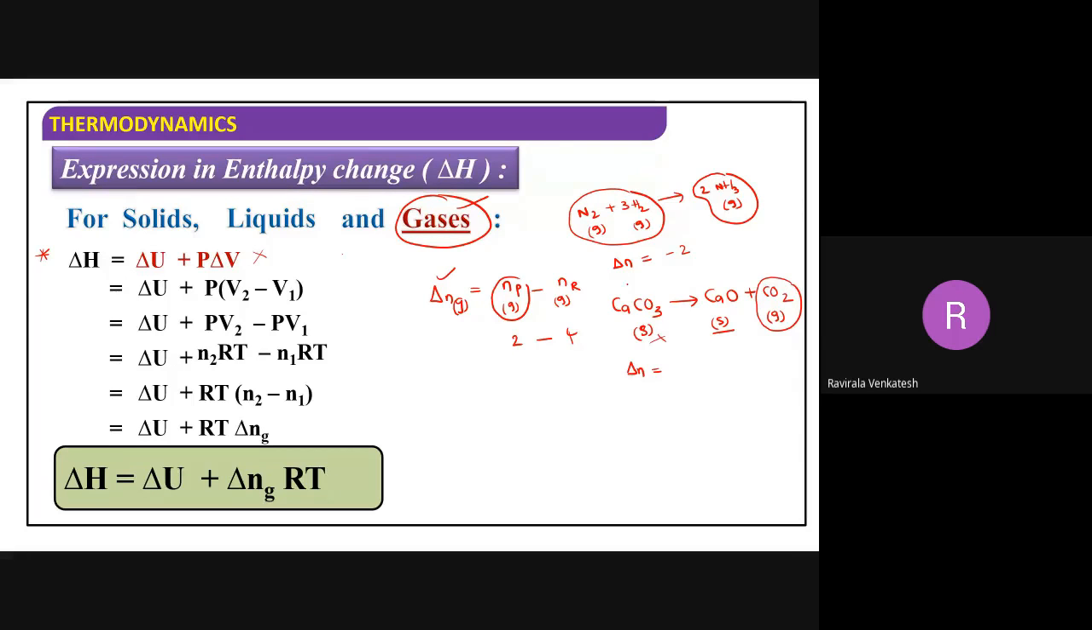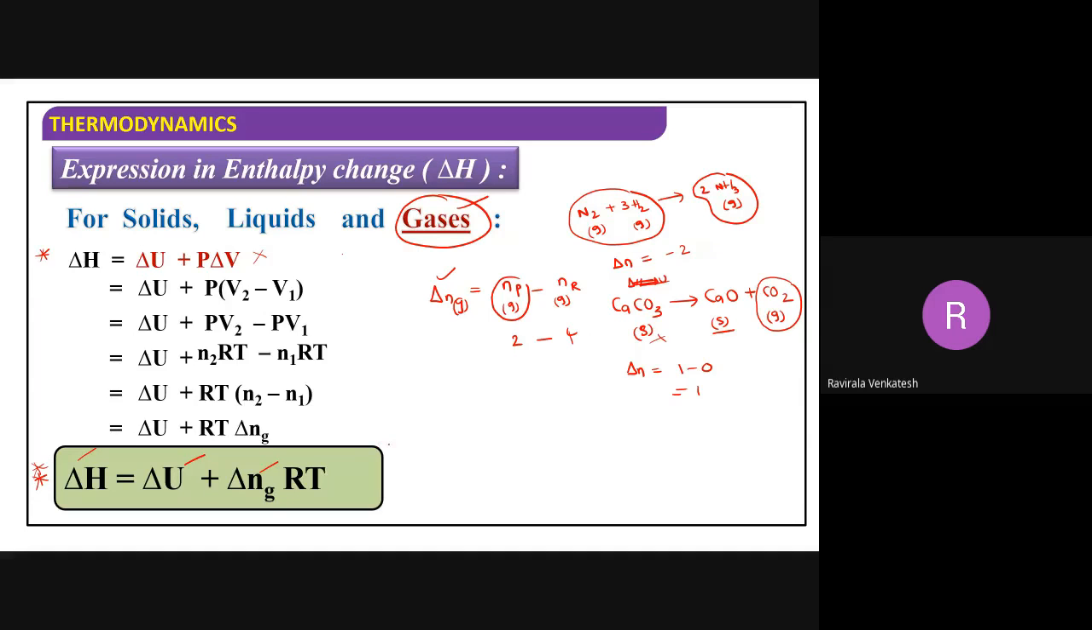For solids, which formula do we take? Delta H is equal to delta U only. Don't take solids, only take gas molecules. Therefore, 1 minus 0 equals 1 here. Only gas molecules we have to consider, not liquids, not solids. In this way we can calculate delta n, so easily we can calculate internal energy and enthalpy also using this formula. All of you remember this formula.